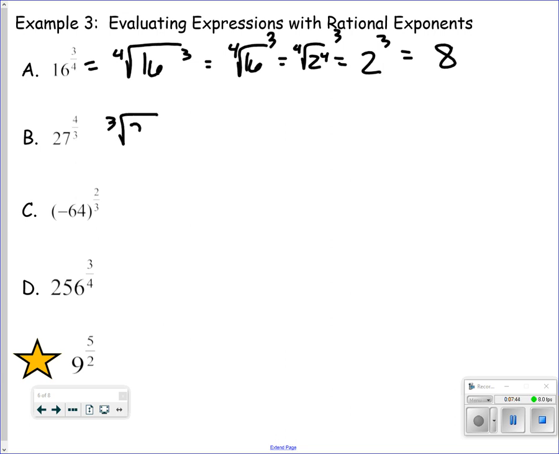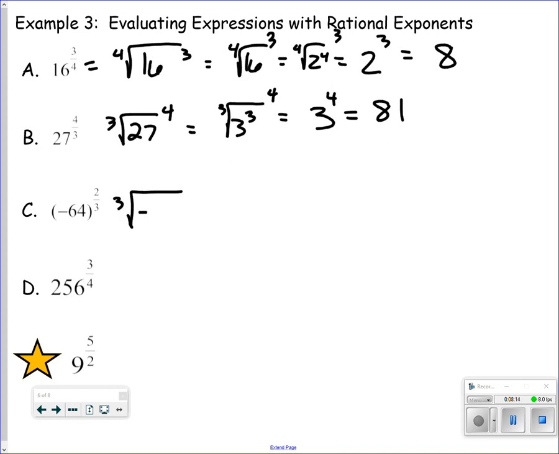So this is the cube root, 27 to the 4th. Well, let's do the cube root of 3 to the 3rd to the 4th. And so that's just 3 to the 4th, which is 81. So again, I'm doing the root first and then raising it to the power. Now, you guys are going to be able to do this on a calculator. But for our purposes today, try not to use a calculator in all of them. Try to show your work, see if you can actually do this without the assistance of a calculator.